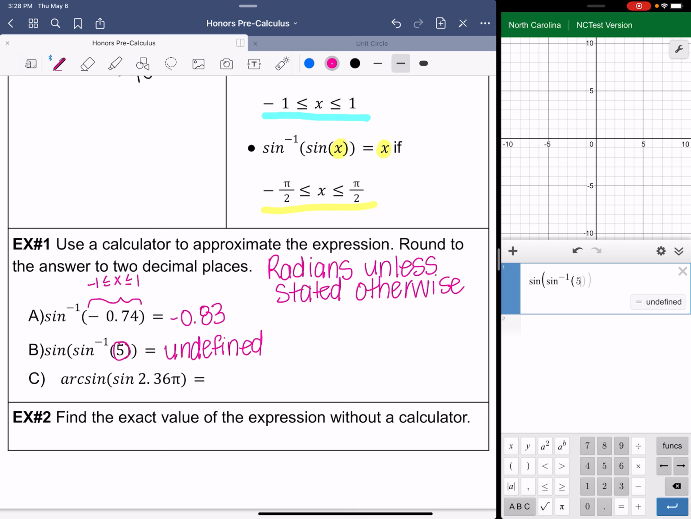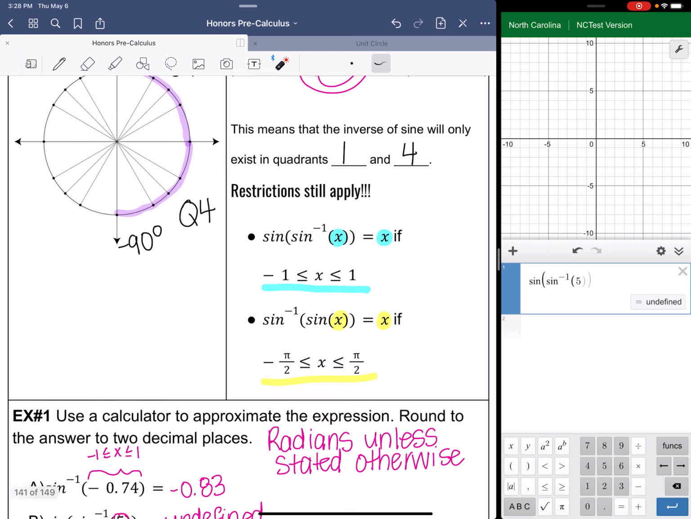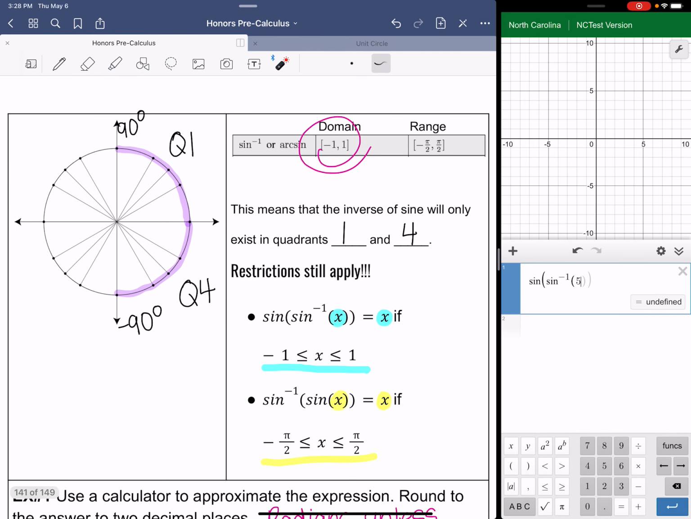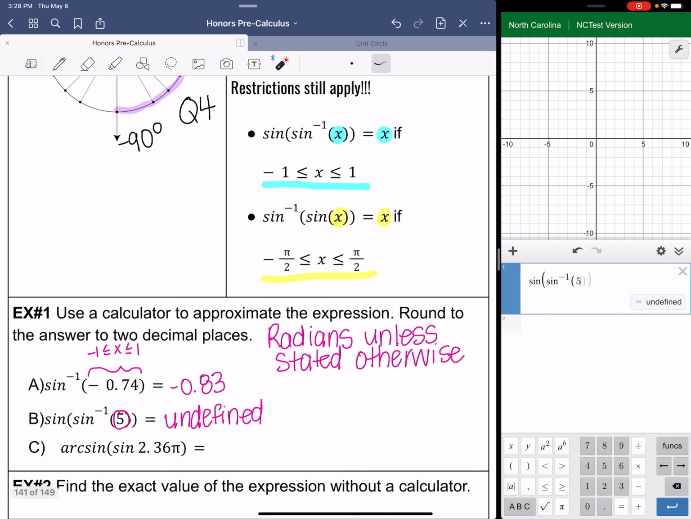And then we come to C. This is the one that I needed to clarify. So I have arc sine, which is the same thing as the inverse up here. So I have sine inverse of sine. According to the property, this should equal x, which is 2.36 pi. But here's where the issue lies. In order for this to be true, it has to fall between -pi/2 and pi/2 according to the domain restriction. The range restriction. Why the range restriction?